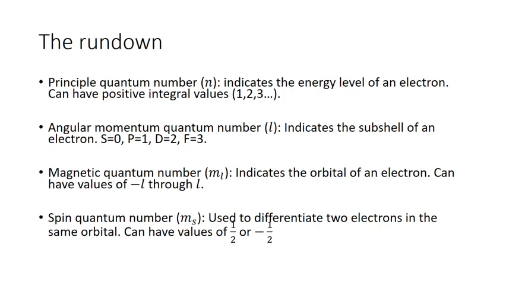And those values are also based on n, and it has a value of 0 through n minus 1. Right, so for example, if n equals 1, the only value L can have is 0, but if n equals 4, it can have values of 0 through n minus 1, so it could have all of the values: 0, 1, 2, or 3.